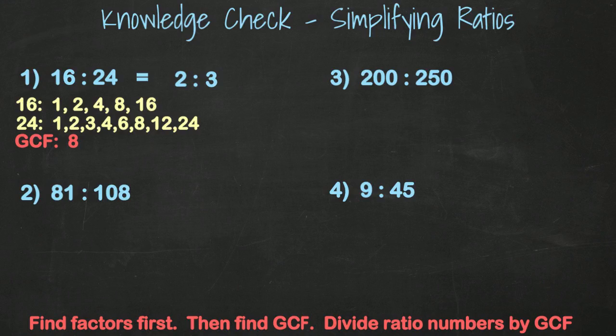Let's divide 9 into 81 and we get 9. Let's divide 9 into 108 and we get 12. Our ratio is now reduced down to 9 to 12. Now that the numbers are smaller, we can reduce 9 to 12 down further.